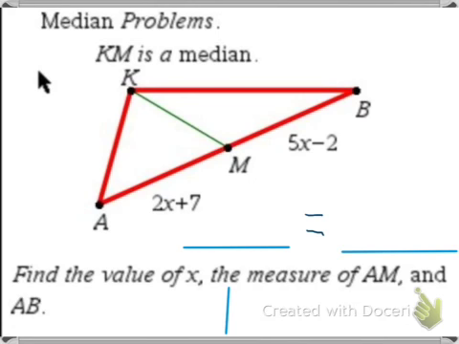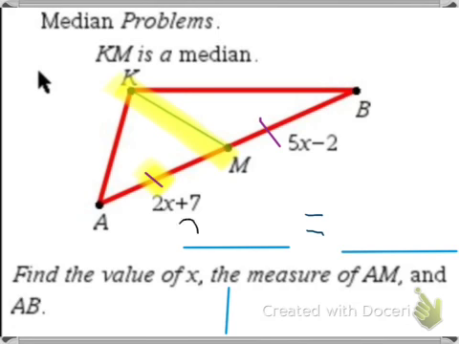Here again, we've got the same given. We've got that KM is a median right there, which means it has split us into two equal parts. Let me go ahead and mark that right there. That part and that part right there are equal. So now I need to fill out an equation. Blank equals blank. Something equals something.